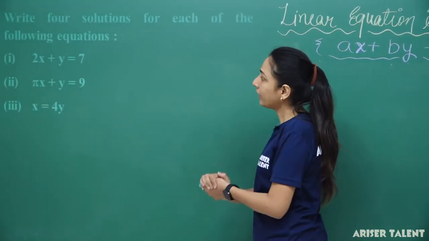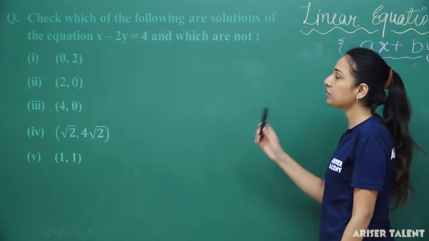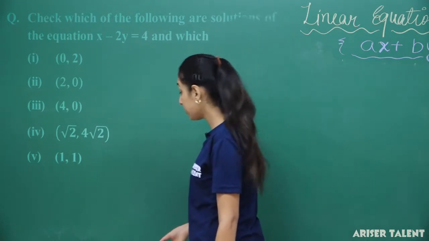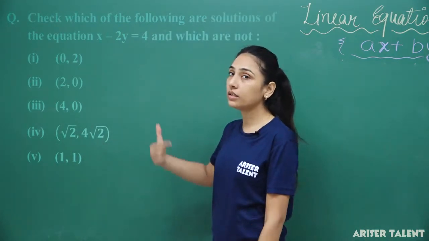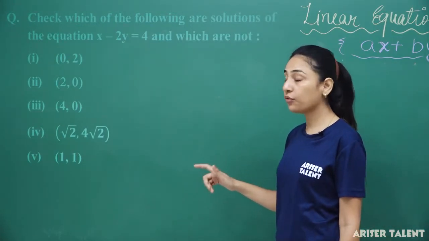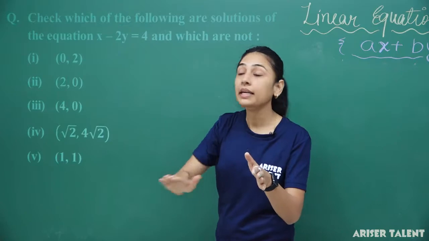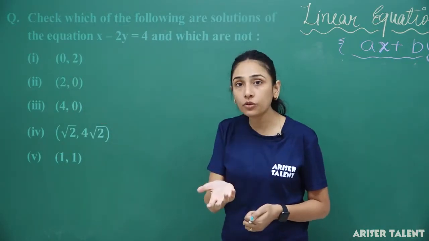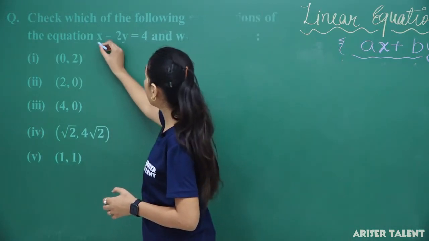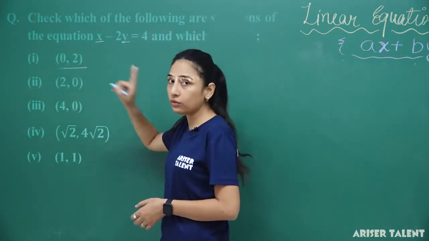Right. Okay, so the next question is, check which of the following are solutions of the equation x minus 2y equals to 4 and which are not. Simple, very simple is the question. What it's saying is which of the following are solutions of the equation x minus 2y equals to 4. If this is the solution of this equation, that means it is going to satisfy this equation. Now what do you mean by satisfy this equation? That means if you put the value of x and y from this set, here it is x equals to 0 and y equals to 2.